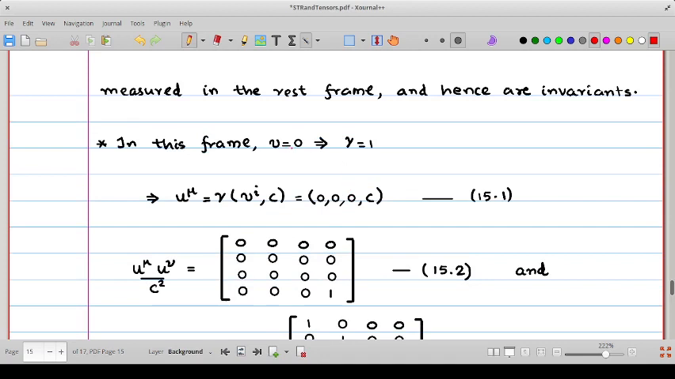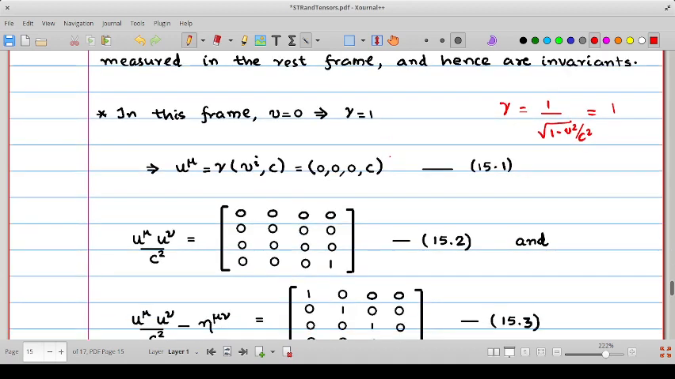Now since in this frame the velocity is 0, gamma, which is 1 by square root of 1 minus beta square, where beta square is v square by c square, becomes 1 since v is equal to 0. And therefore the four-velocity in this frame of reference, u mu, which is given by gamma v_i, c, where v_i correspond to the Cartesian components of the velocity in that frame and all of them are 0, becomes gamma times 0 and c. But since gamma is equal to 1 in that frame, this simply becomes 0, 0, 0 and c.